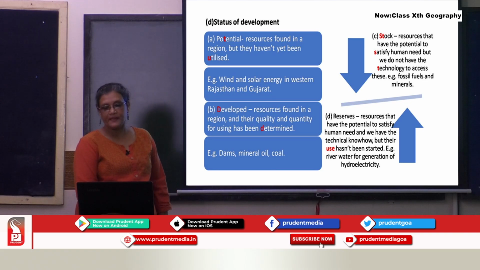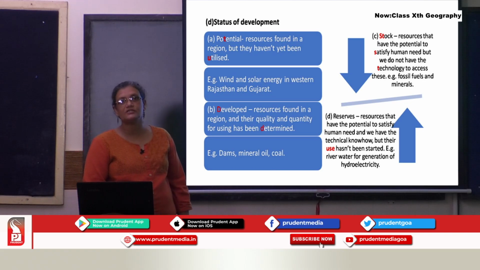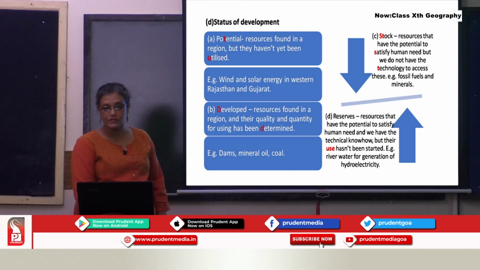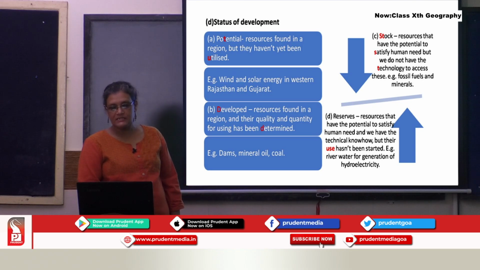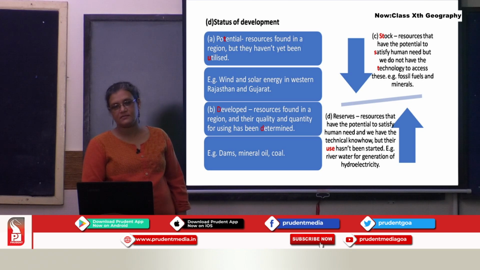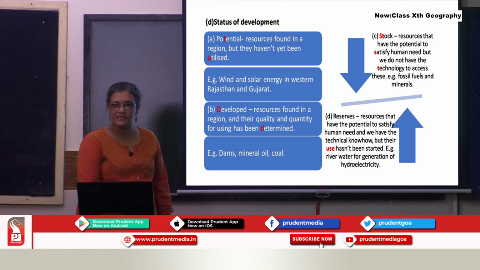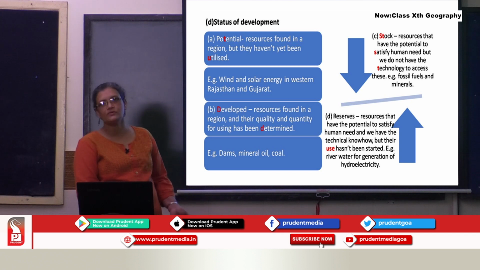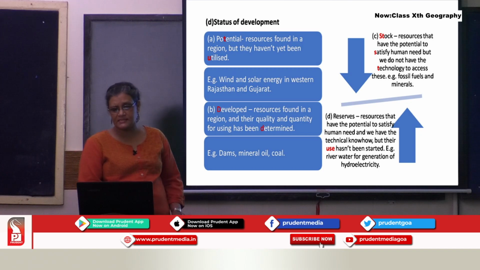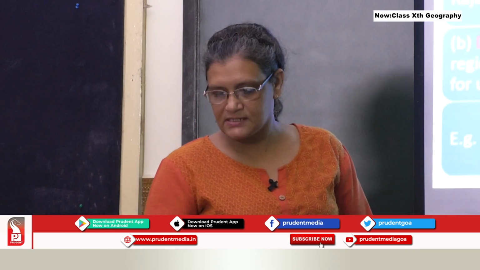And reserves are the resources that have the potential to satisfy human need, fine, but what? We have the technical know-how, but their use hasn't been started. These are like how you have reserves in a game, in a match. You have the reserves. In case you need to use them, you will use the reserved player. In the same manner, resources that have the potential, we have the technical know-how, but they are not yet being utilized. For example, as I had mentioned earlier, the river water for the generation of hydroelectricity.